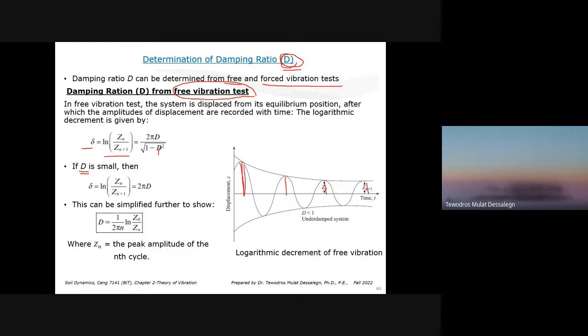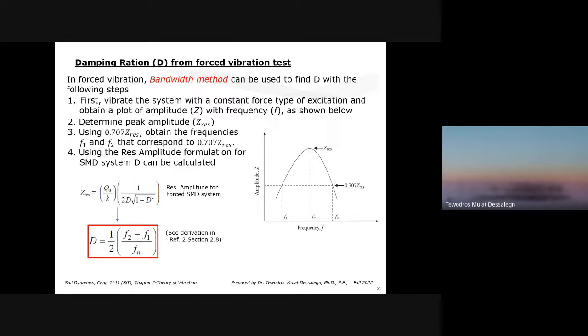Z0 is the amplitude at the first cycle. Zn is at any point you are referring to, like Zn at this point. Or you can find it between Zn and Zn plus 1, because if you do a free test and measure these values, finally you can use this equation to find the damping value. So this is one test. You can do a free test in the lab, or there is a way also to find it using a forced vibration test.